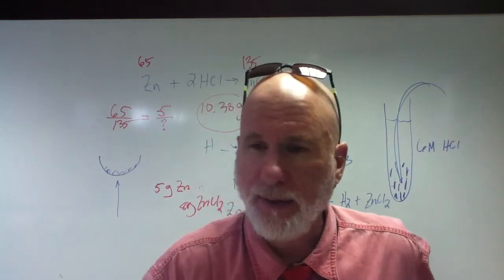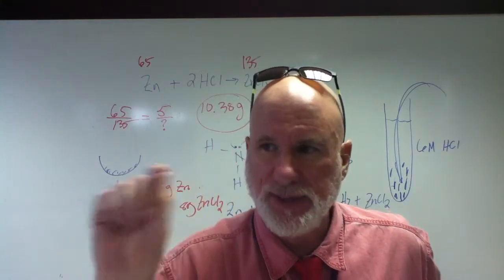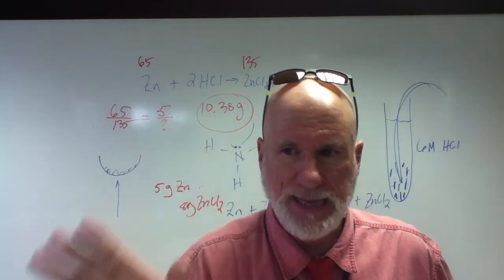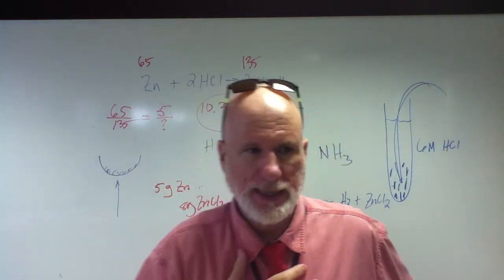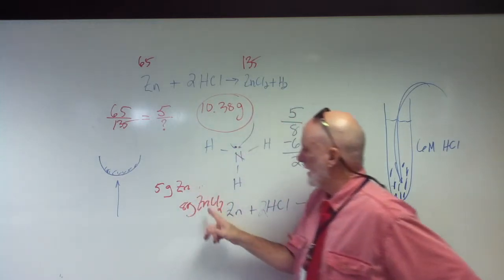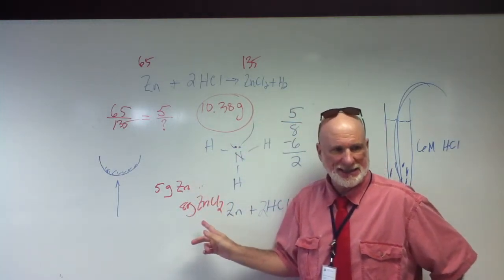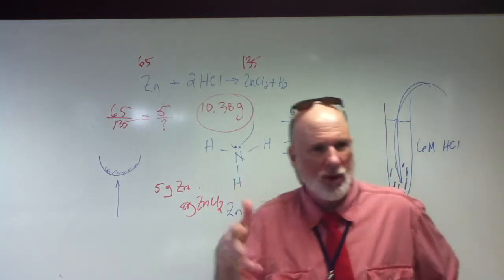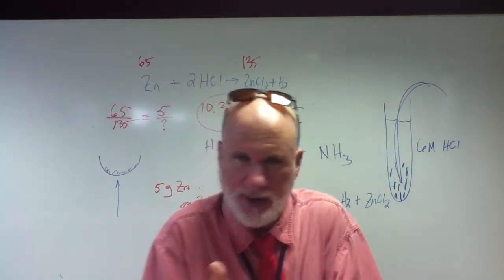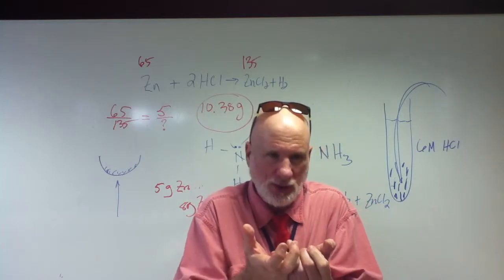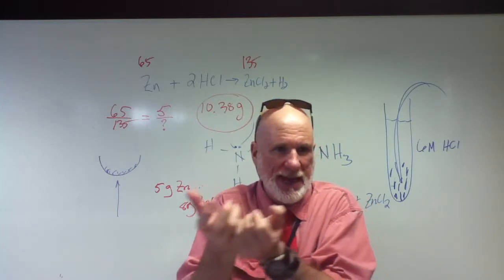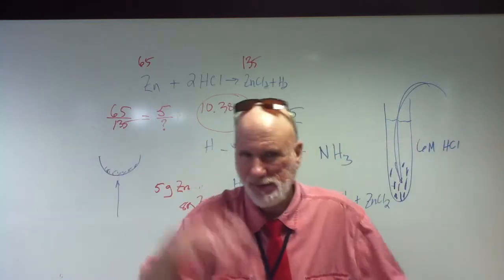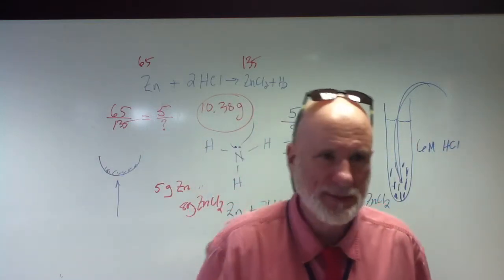Correct? Now, the problem with that lab is this. A lot of mistakes with the lab. The problem with the lab is that zinc chloride is very deliquescent. You see that? So as I'm trying to heat the water off, you've got to let it cool, and then you take it to the mass, the balance. It's absorbing water. Very deliquescent, zinc chloride.